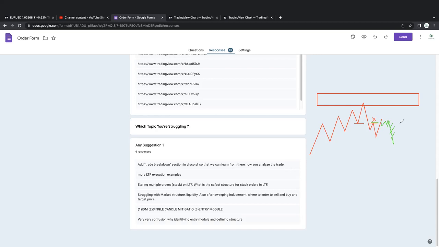So this is the thing, and for more detail, you can read in the ebook where I mentioned single candle mitigation entry, so you can understand it better.